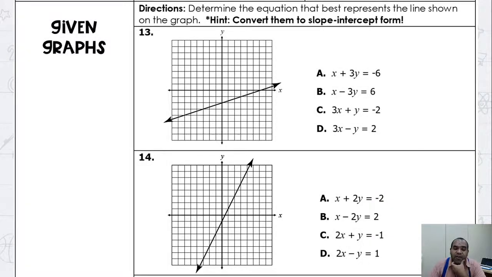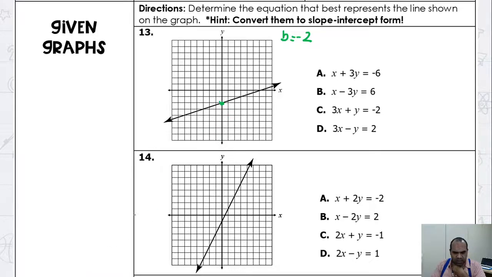And if I give you a graph, like here, number 13, you need to find out the slope-intercept form. Let's do it. Determine the equation that best represents the line shown on the graph. Hint: convert them to slope-intercept form. Guys, I need to verify first where my y-intercept is. My y-intercept, my b, is here. My b equals negative 2.